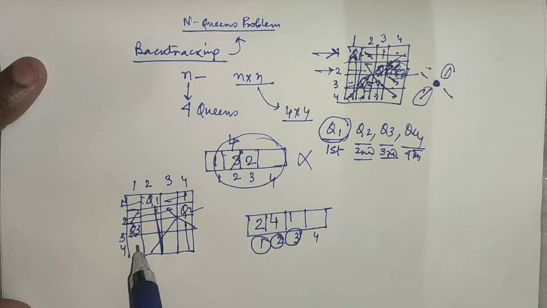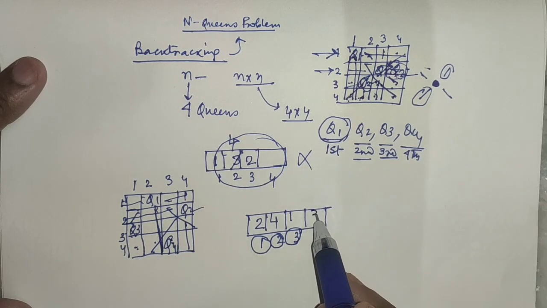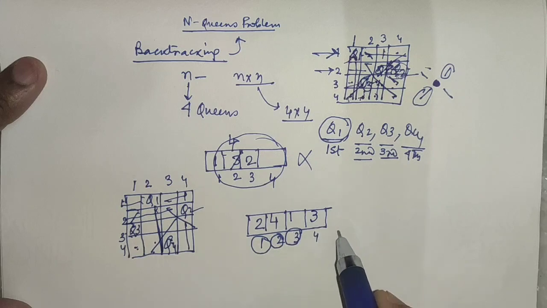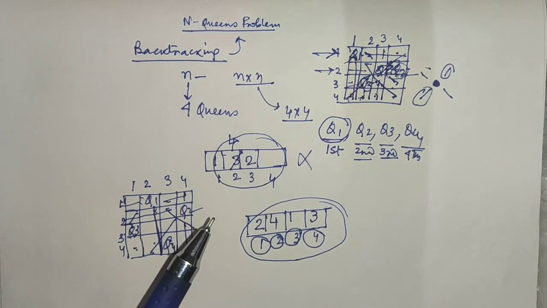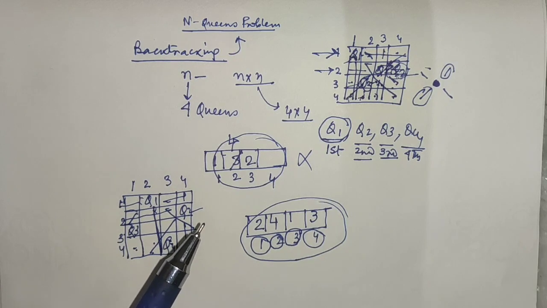And finally queen 4 can be placed here without any problem. There is a problem from both sides, but this is free. So queen 4, row 4, column 3. So this is one solution: 2, 4, 1, 3.